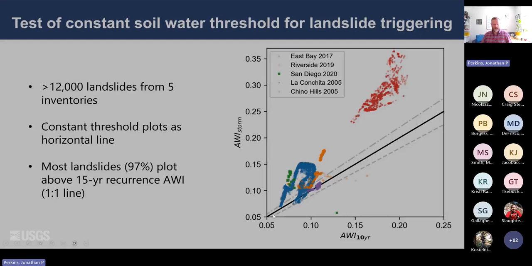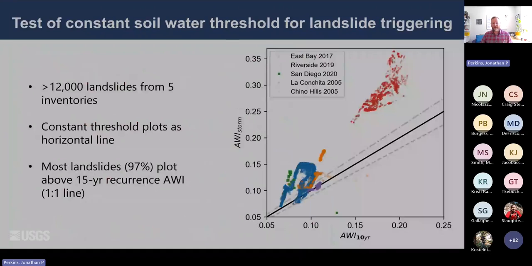So that really suggests that we can use this 10-year recurrence as a floor above which we expect conditions consistent with distributed shallow landsliding, right? So that's a very encouraging result.